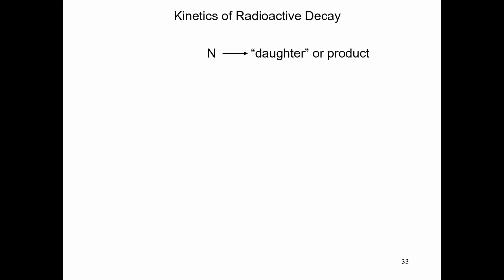So remember, in this case, we call the starting material the parent nuclide, and then the product we call the daughter nuclide. It turns out that the rate of radioactive decay is first order. So the rate consists of the product of lambda times N, and of course we can do the integrated form of this in the form of natural logarithm of N_t over N_0 equals minus lambda t.